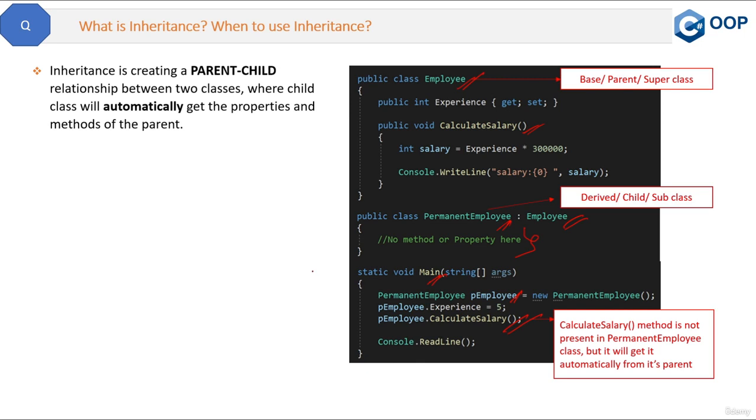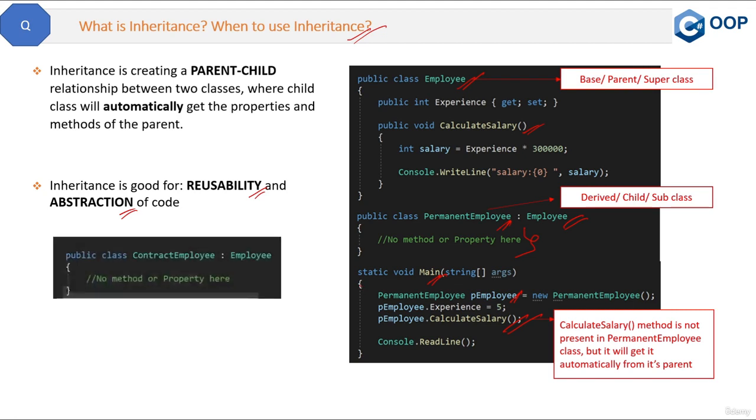Now the next part is, why is inheritance an important concept in software applications? The answer is simple. Inheritance is good for reusability and abstraction of code. For example, suppose tomorrow you get a new type of employee, a contract employee, then you can again derive from the same base class employee for getting the base class methods and properties. So you are basically at the same place with one piece of code, you are using it at two places, two derived classes.